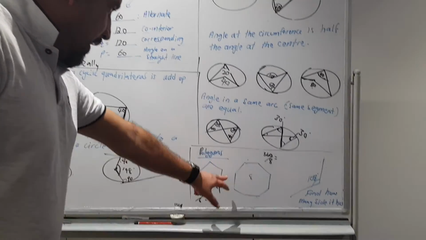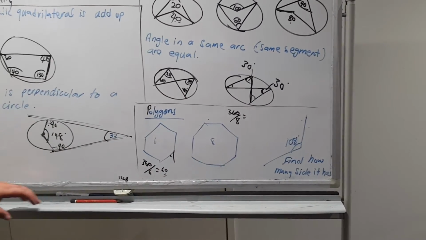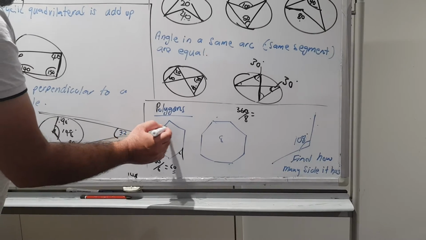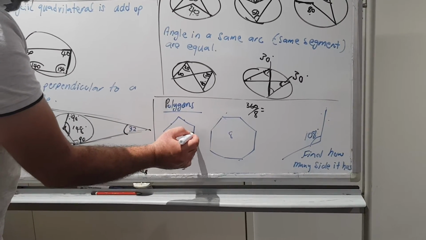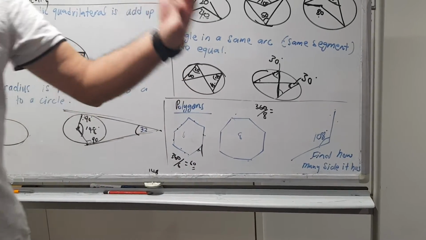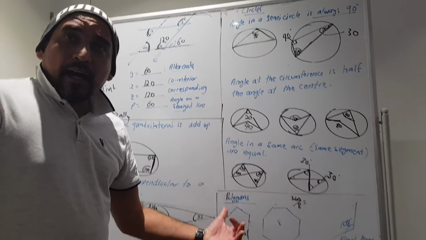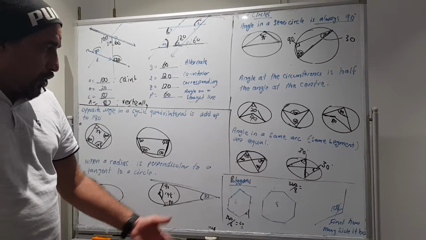Last one for me today for Year 10 here. Polygons, guys. Polygons, if I say this is 1, 2, 3, 4, 5, 6. Six-sided figure. You know, a six-sided figure is a hexagon. An eight-sided figure is an octagon. Okay, you should be knowing that.